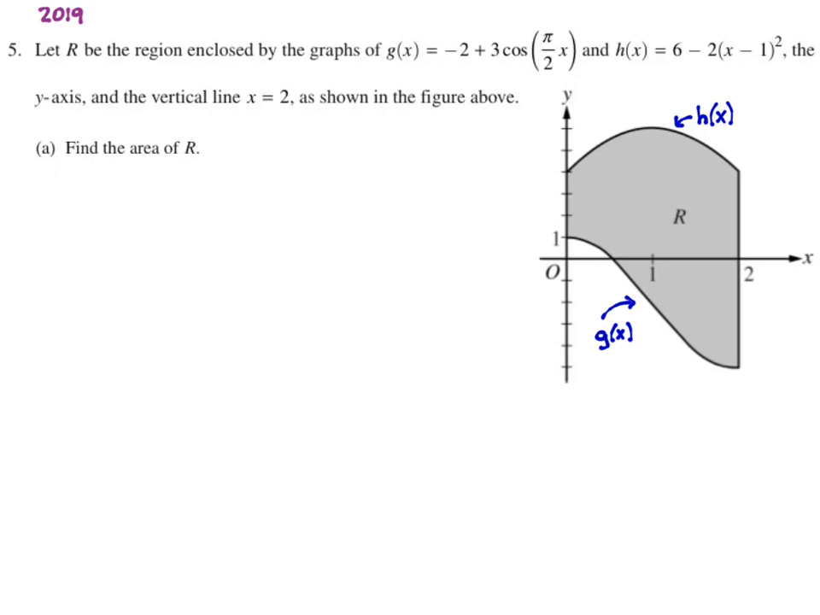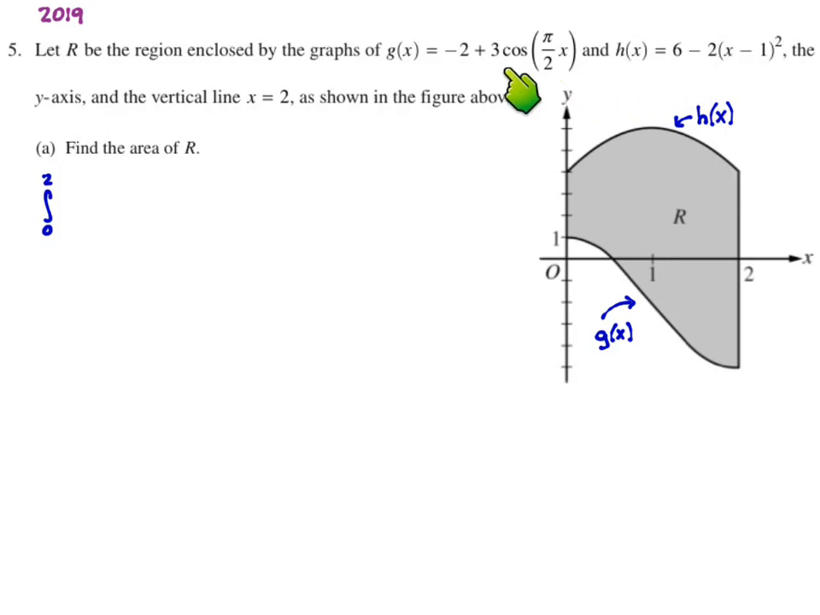And we are looking for the area of this region. So remember, the area of a region bounded by curves is the integral of the upper curve minus the lower curve. So it would be the integral of h of x minus g of x from 0 to 2. The problem is this is a non-calculator problem, which means I'm going to have to do the work myself. So I'm going to have to write all of this out.